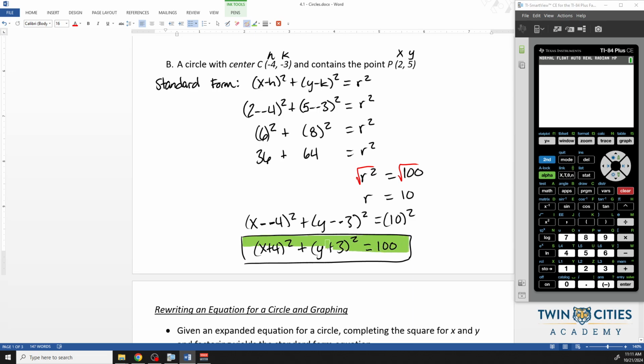Now what you could have done is recognize right away that you're looking for the radius, and you could have started with r equals the square root of x minus h squared plus y minus k squared, plugged everything in, and that would have gotten you the same thing.